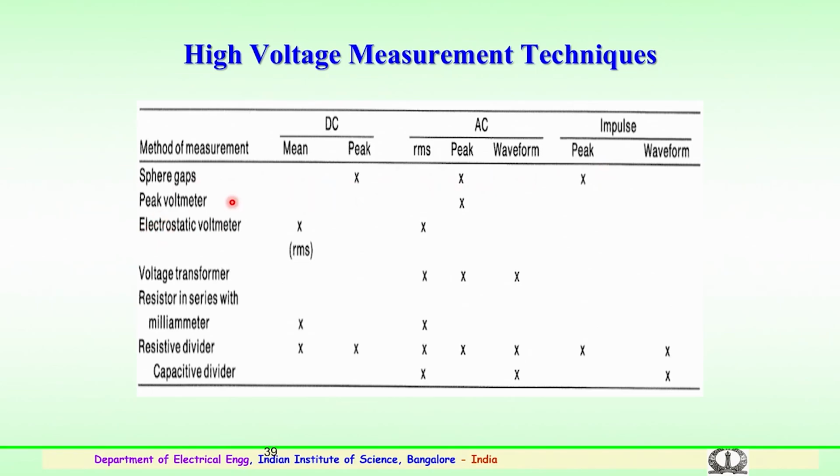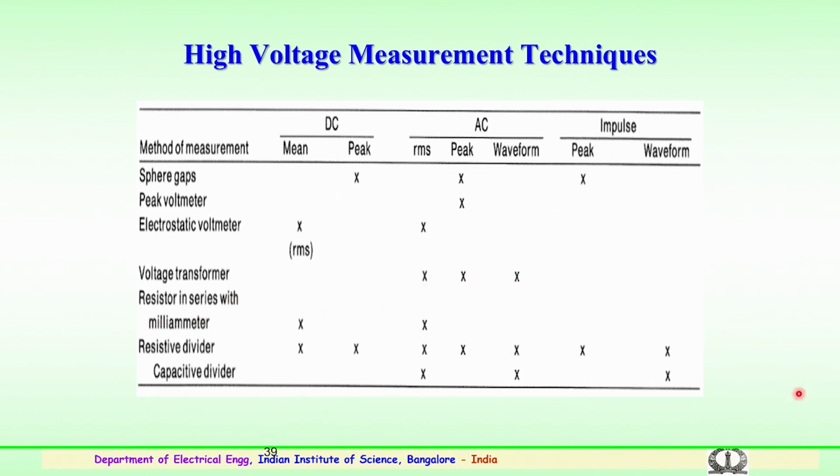The peak voltmeters or electrostatic voltmeters are also measuring devices used for high voltage measurements. Here these electrostatic voltmeters are basically used for DC, where it gives the mean value, and the RMS value for AC. For impulse, electrostatic voltmeters are not used. Then we have a PT, a potential or voltage transformer, which is typically used for the measurement of AC, for RMS, peak and for the waveform requirement.